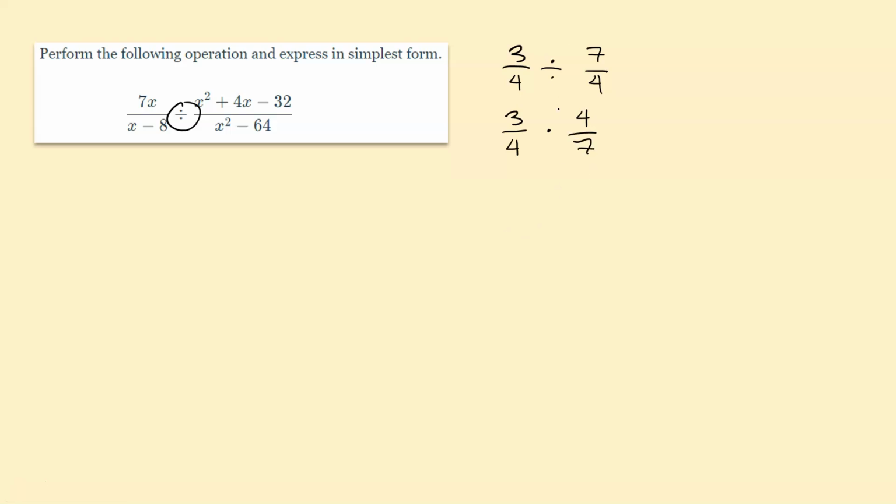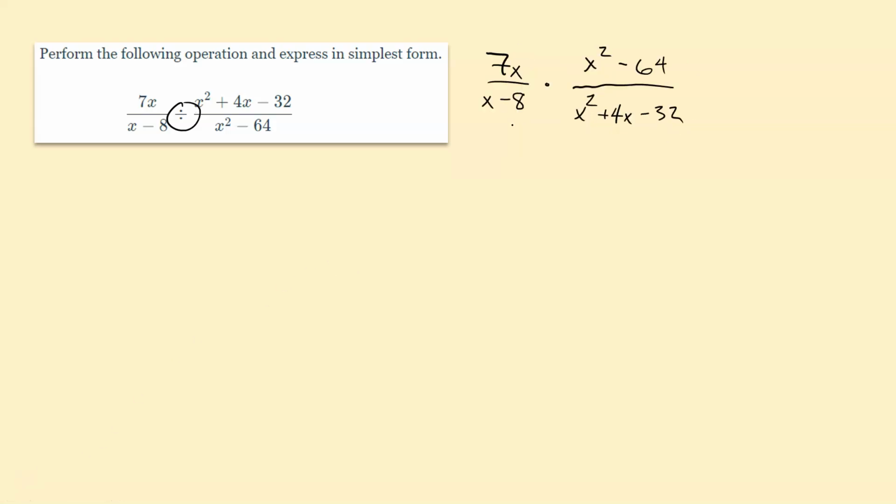All right. So we go from division to multiplication, and then we take the reciprocal of this, and then 3 times 4. Or we might want to cancel these 4s first, and then we have 3 times 1 is 3, and then 1 times 7, 7. So we do the same thing for this. I went ahead and rewrote it as a multiplication problem. 7x over x minus 8 multiplied by x squared minus 64 over x squared plus 4x minus 32.